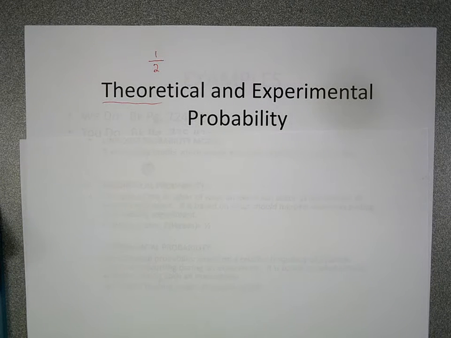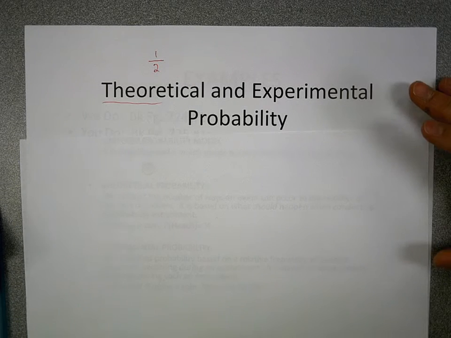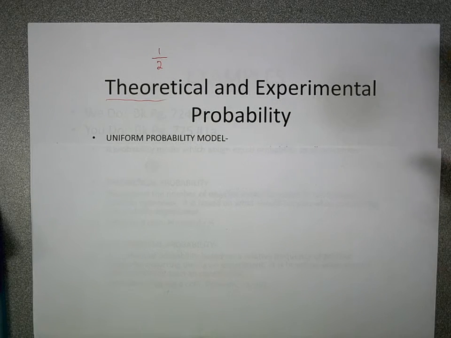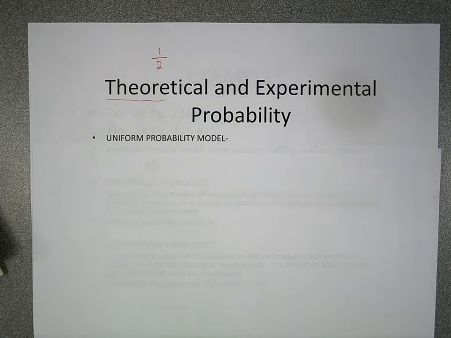So we're going to be talking about those two different types. We're going to talk about theoretical and experimental, and we'll talk a little bit about comparing and contrasting the two of them. All right, so similarities, differences. All right, so with your vocab, our very first word is uniform probability model.